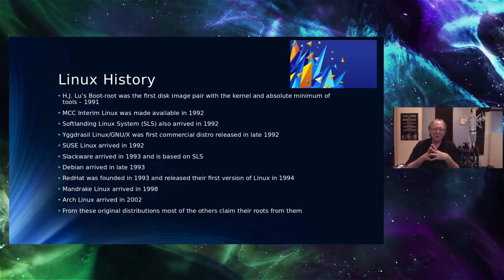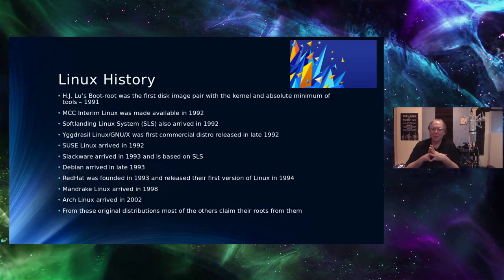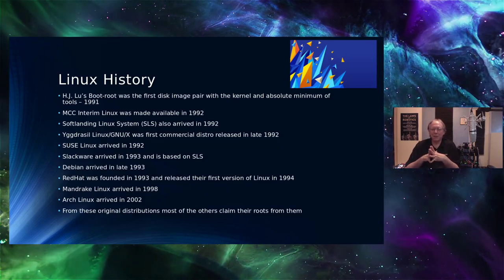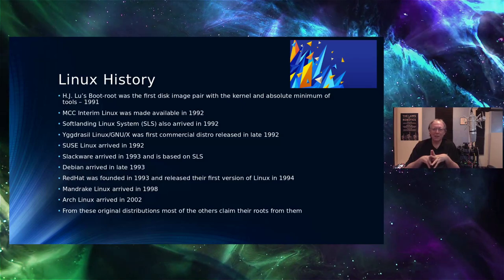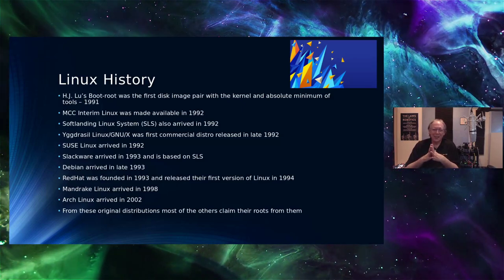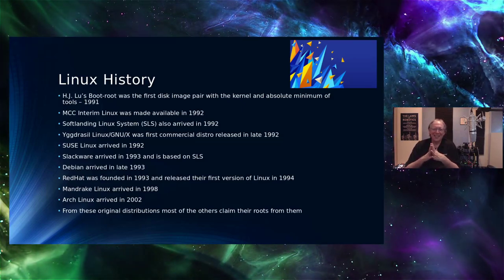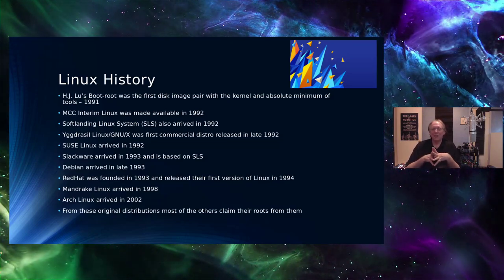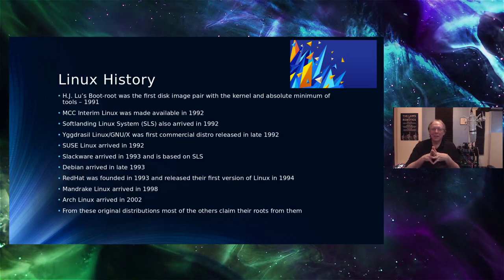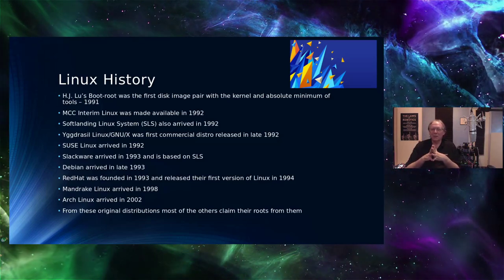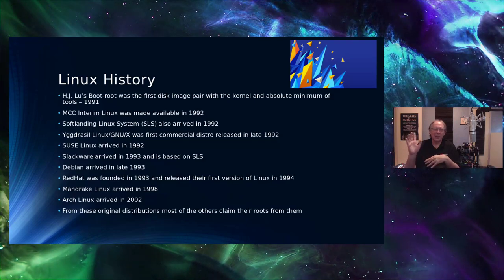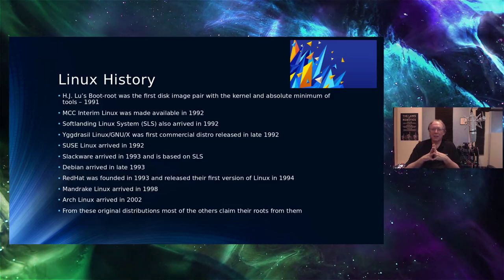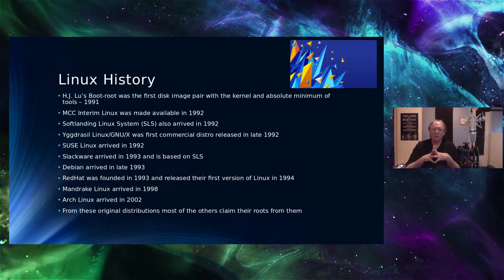So AJ Liu's bootroot was the first disk image pair with Linux and had an absolute minimum of code. I've seen pictures of it. I had no desire to run it. It looked pretty abysmal to me. Anyway, MCC Interim came out in 1992. If you go and look at the Linux wiki, you can see that there are a lot of distributions based off of that, stretching out over time into the present. So it's had a pretty profound effect on the distributions of Linux going forward.